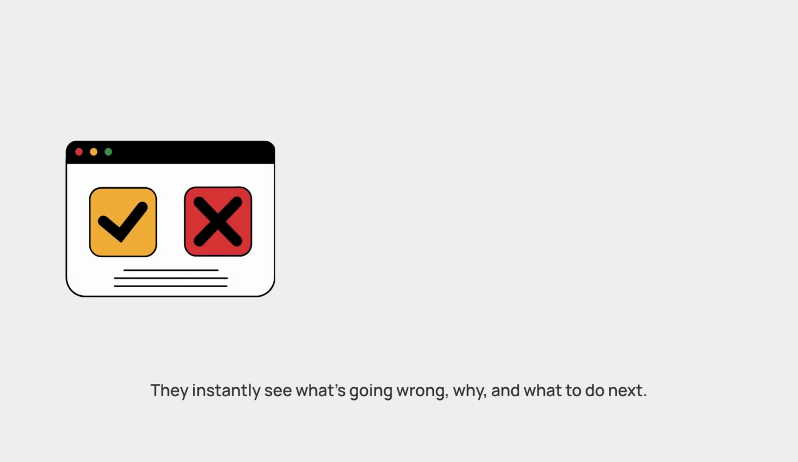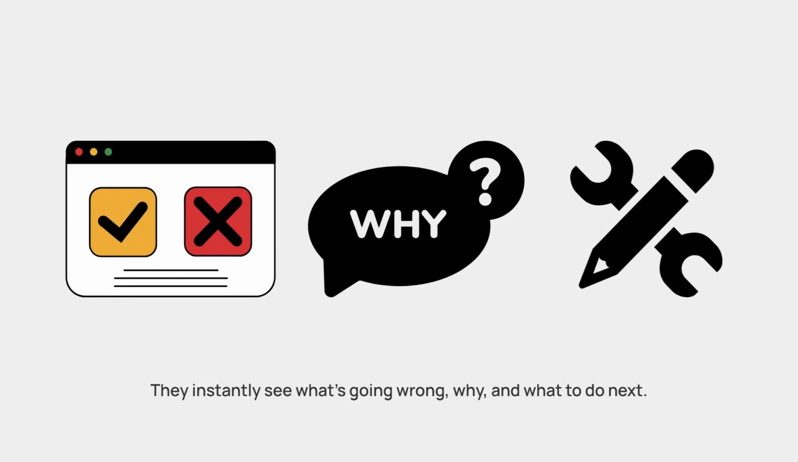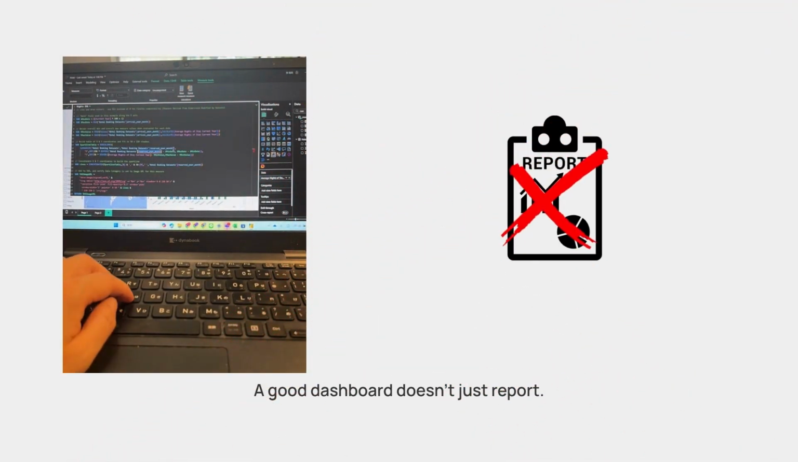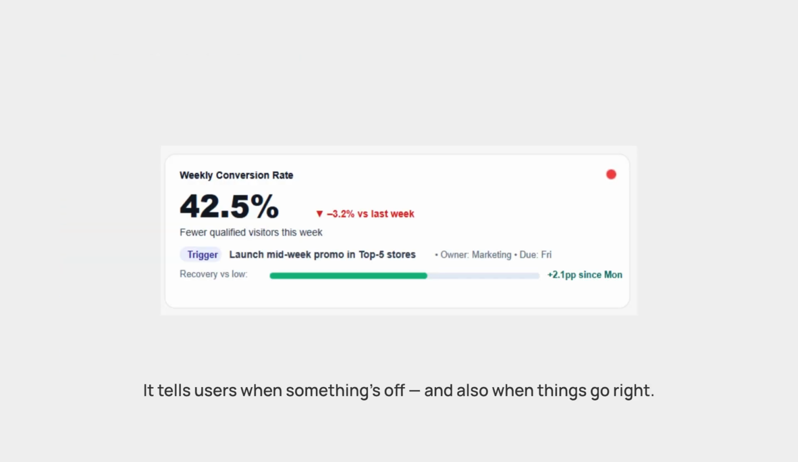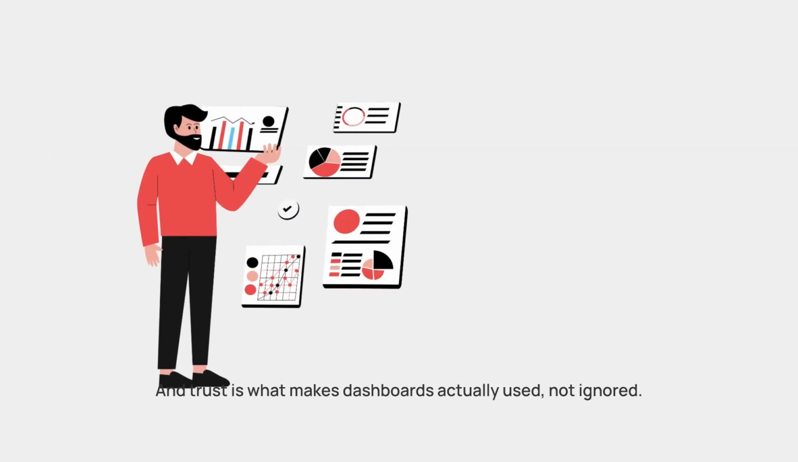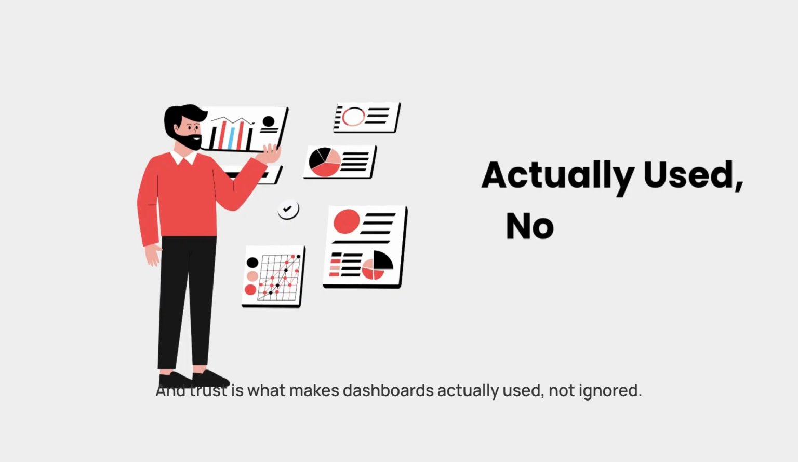They instantly see what's going wrong, why, and what to do next. When building a dashboard, remember this. A good dashboard doesn't just report, it alerts. It tells users when something's off, and also when things go right. This creates a feedback loop. People start checking the dashboard regularly. They trust the data. And trust is what makes dashboards actually used, not ignored.